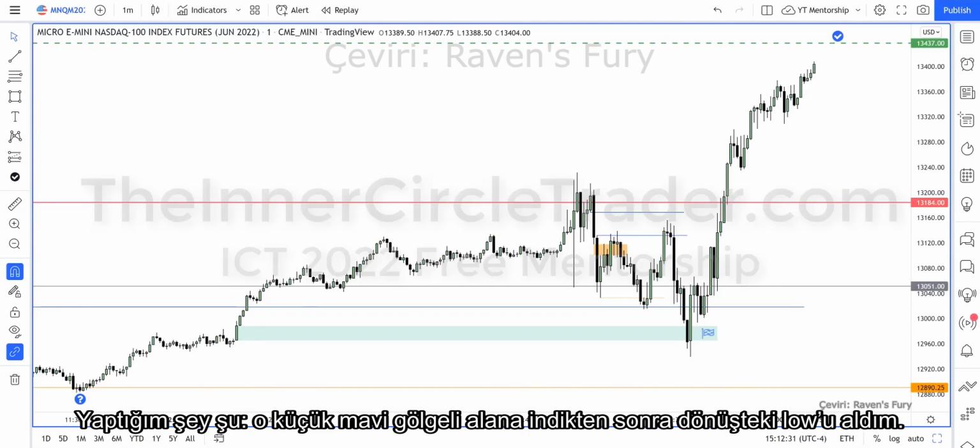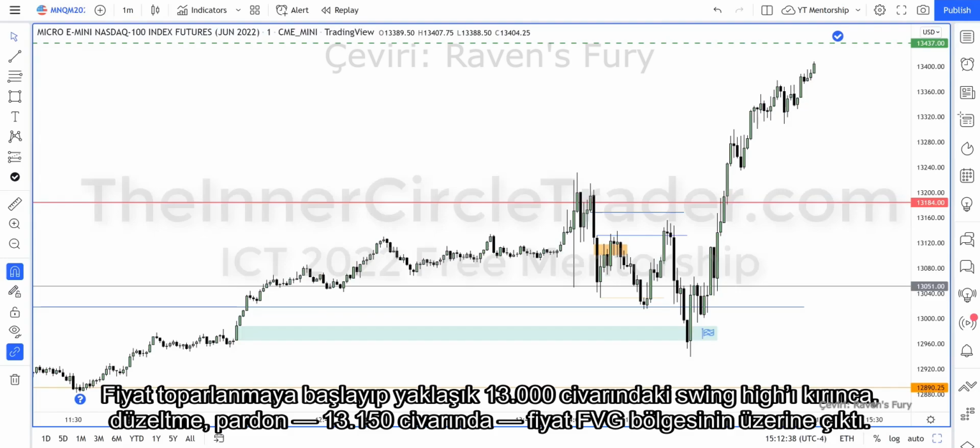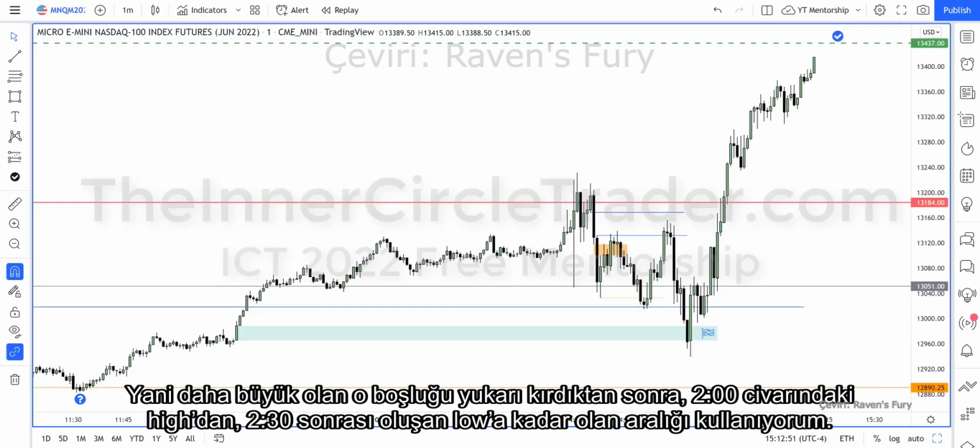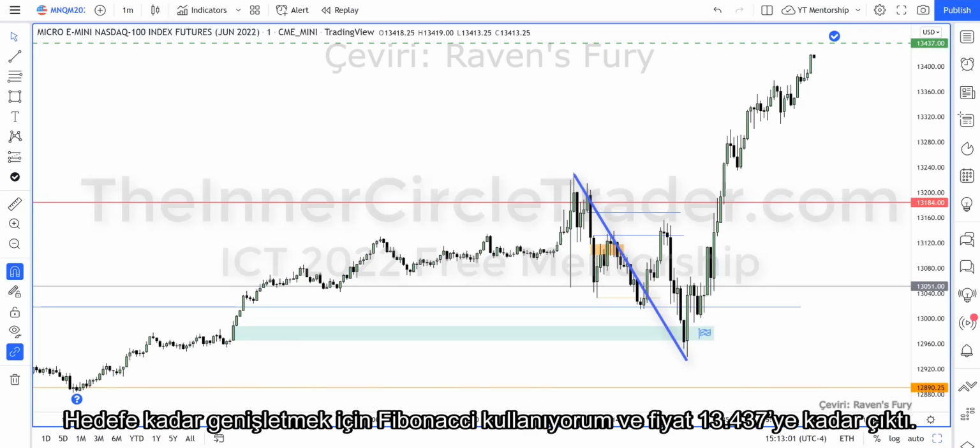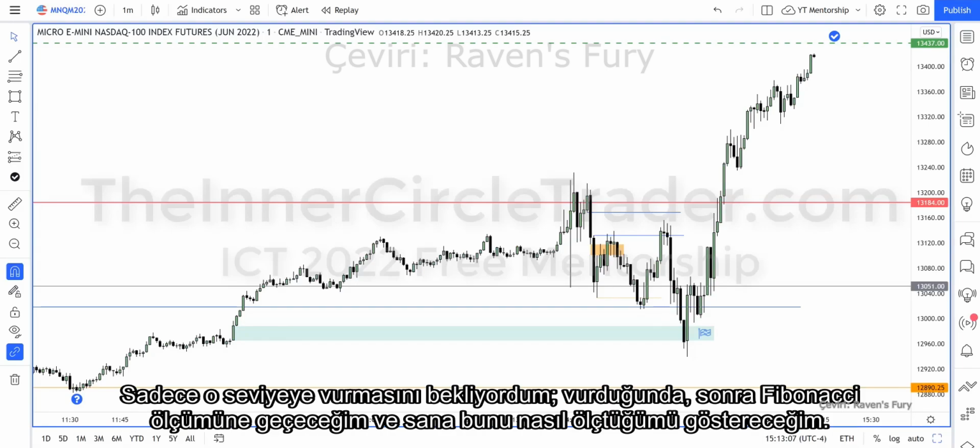Now, what I did was I took the low at the turn after it made its run into that little blue shaded area. Once it started rallying and it took out the swing high around 13,150, basically crossing back over the larger fair value gap that it dropped down into, once it trades above that, I'm going to use the high initially at the 2 o'clock hour down to the low post 2:30. That range I'm using the Fibonacci to expand up to a target, and it came up to 13,437 even. I'm just waiting for it to hit that, and then once it does, I'll go into the Fibonacci and show you what this looked like, how I measured it, and all that.